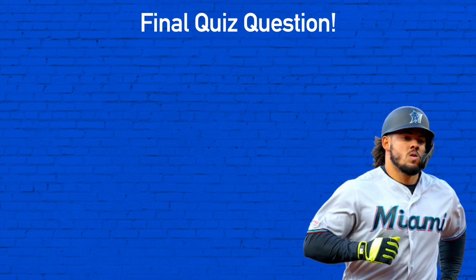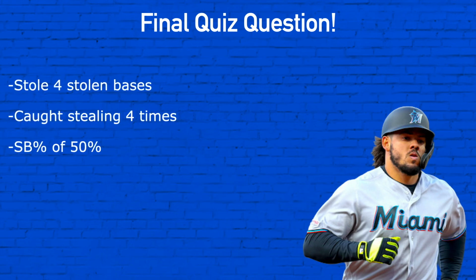Now, it's time for the final quiz question. This is Marlins catcher Jorge Alfaro. Statistically, he stole four bases and got caught four times, good for a 50% stolen base percentage. With this, he had a sprint speed of 28.8 feet per second.